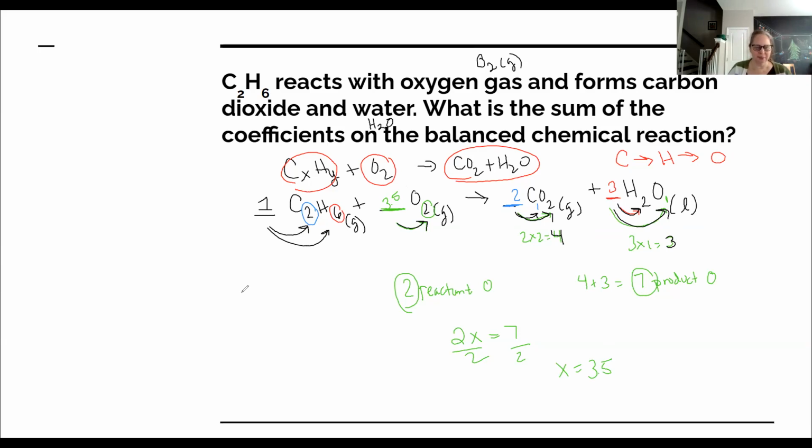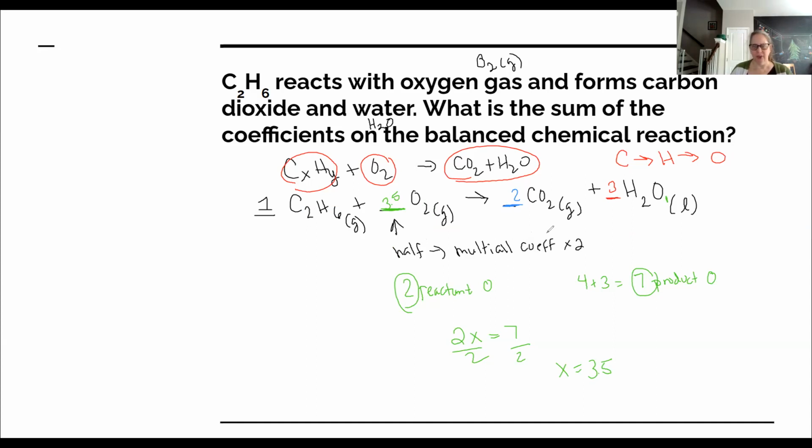Now, this is considered bad grammar, if we're going to continue using that a chemical reaction is the sentence. And why is it considered bad grammar? Because I have a fraction in my coefficient spot. If you have a half in your coefficient spot, like we have here, then you need to multiply all coefficients by 2, all of them.